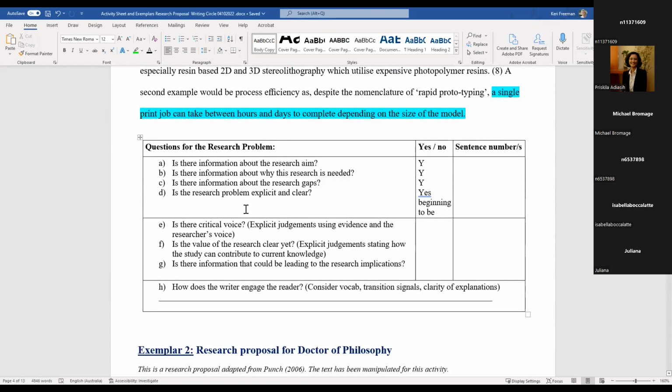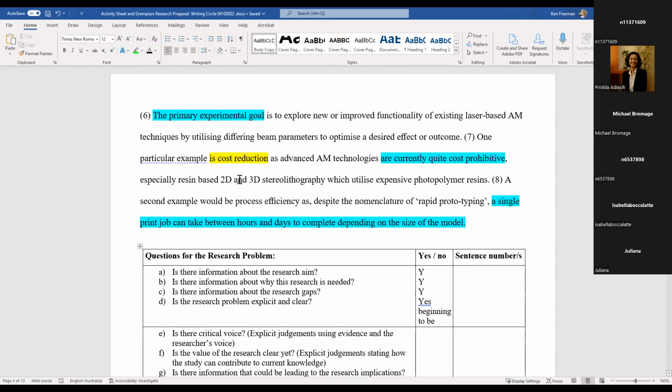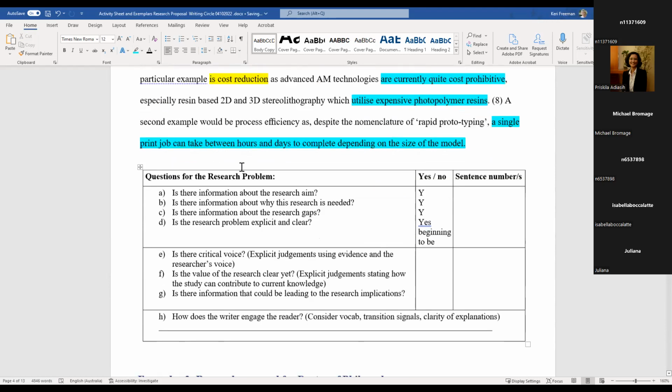Is there information that could be leading to the research implications? Yes. So remember they're taught here, one of the main things is the materials, okay? So at the moment, they're utilizing expensive resins. Okay, so the value of this research is going to go towards cost reduction.